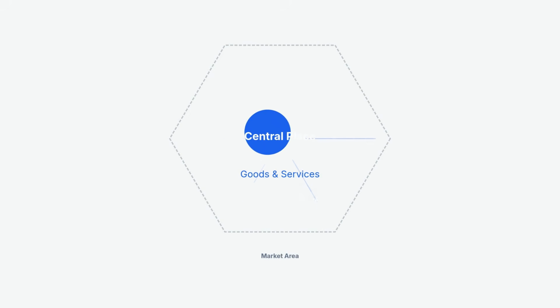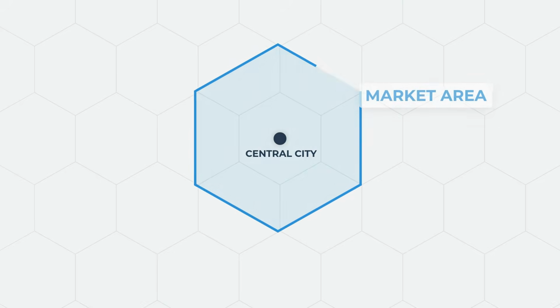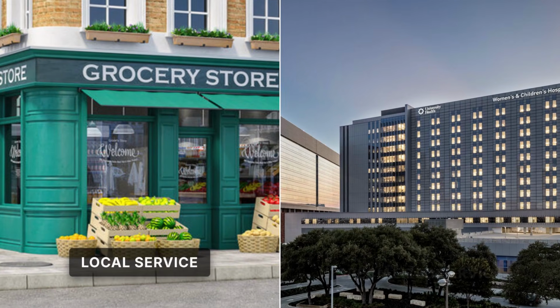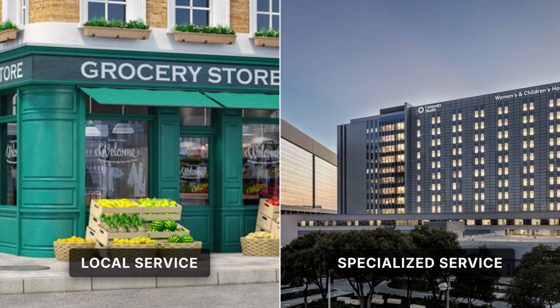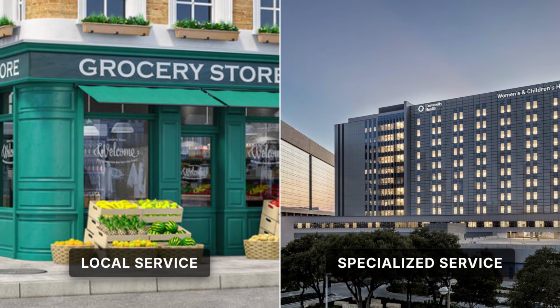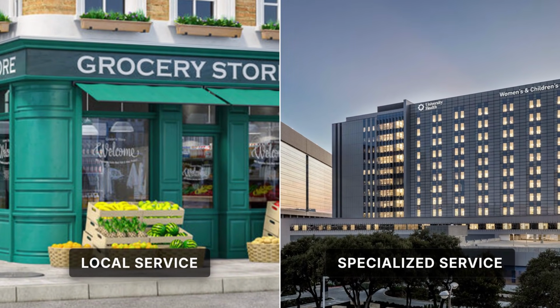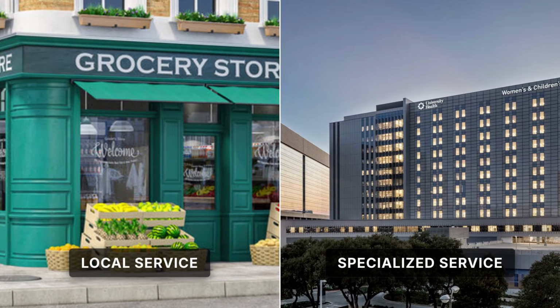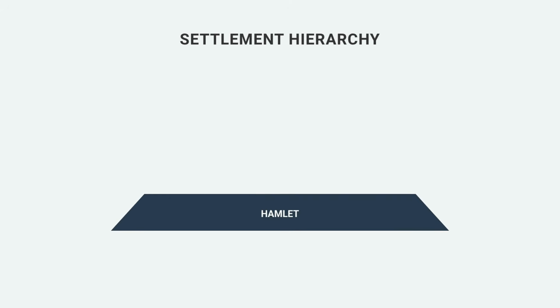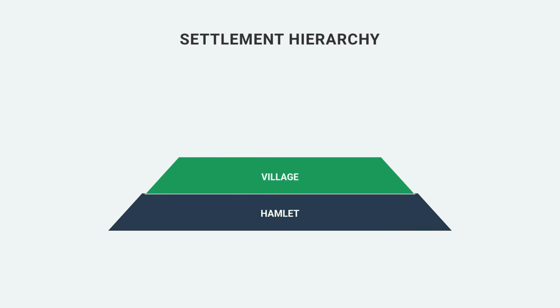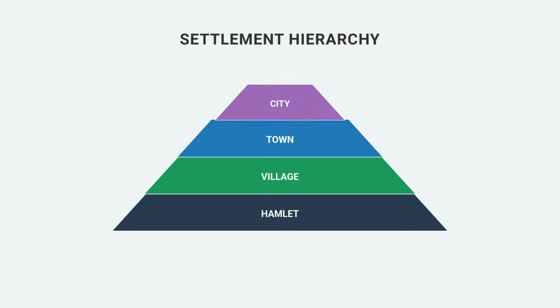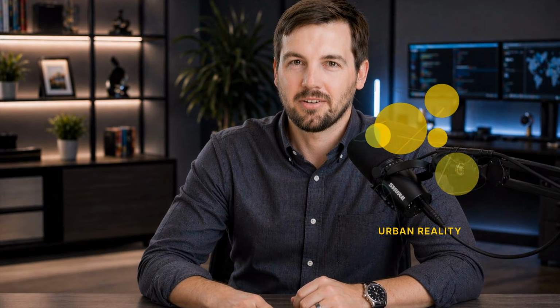One important theory in Unit 6 is central place theory, developed by Walter Christaller. This model explains how cities and towns serve surrounding areas by providing goods and services. A market area is the region served by a city. Small towns provide everyday items like groceries, while larger cities offer specialized goods like hospitals, airports, or universities. According to the theory, settlements form a hierarchy: hamlets, villages, towns, cities, and large metropolitan areas. Even though real life is messier than the model, it helps explain why larger cities are fewer and farther apart.